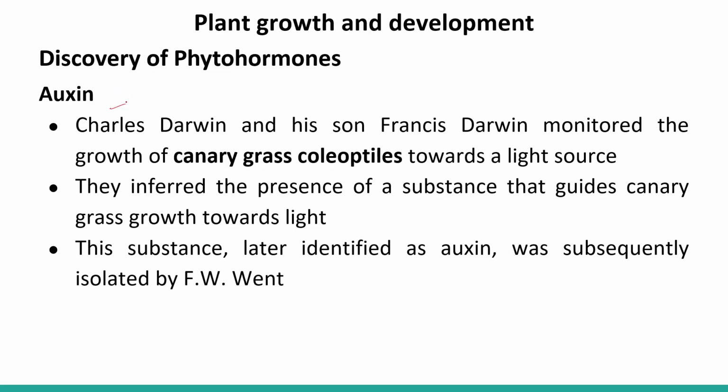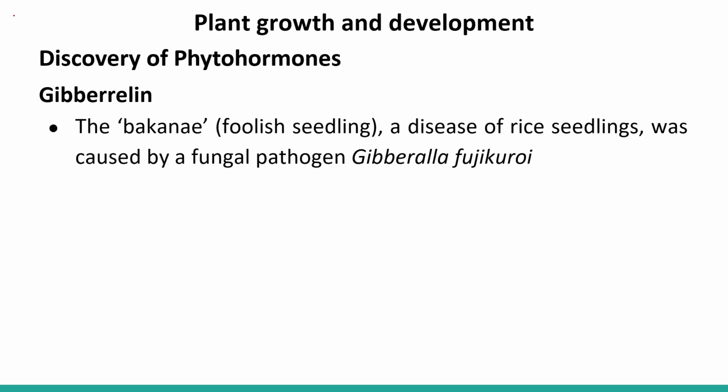So let's start with auxin first. Okay, let's do it quickly. Charles Darwin and his son Francis Darwin were monitoring the canary grass coleoptile, the movement of these coleoptiles towards the light. So they concluded that there was a substance that guided the canary grass to go towards the light. All right, and later F.W. Went identified that substance as auxin.